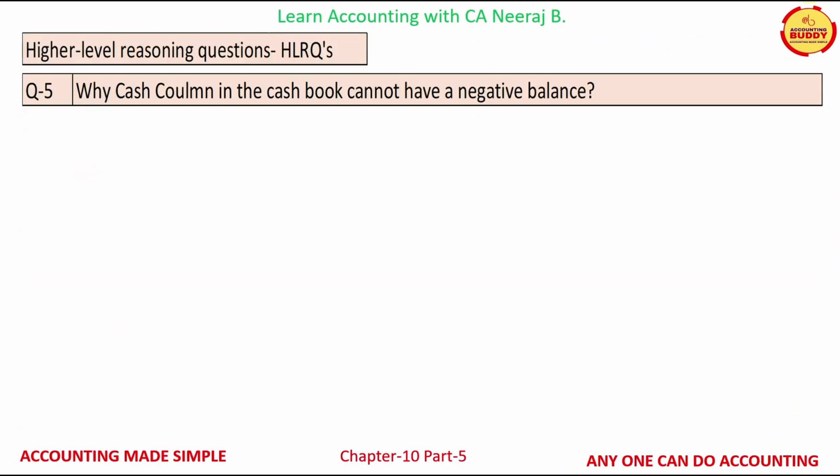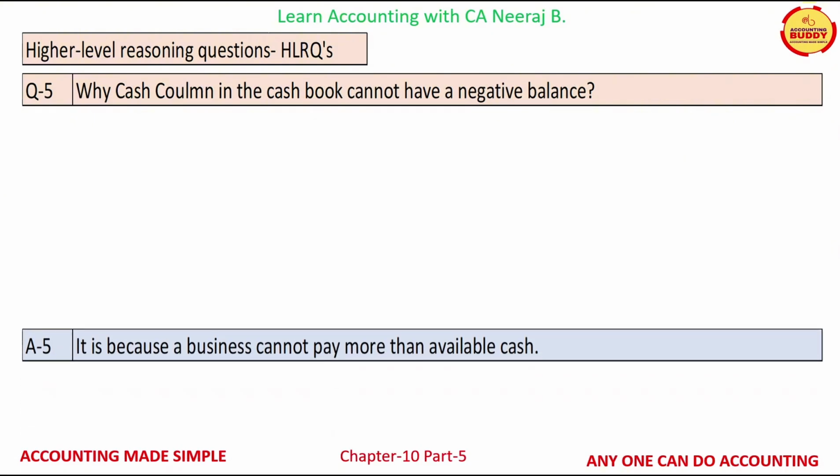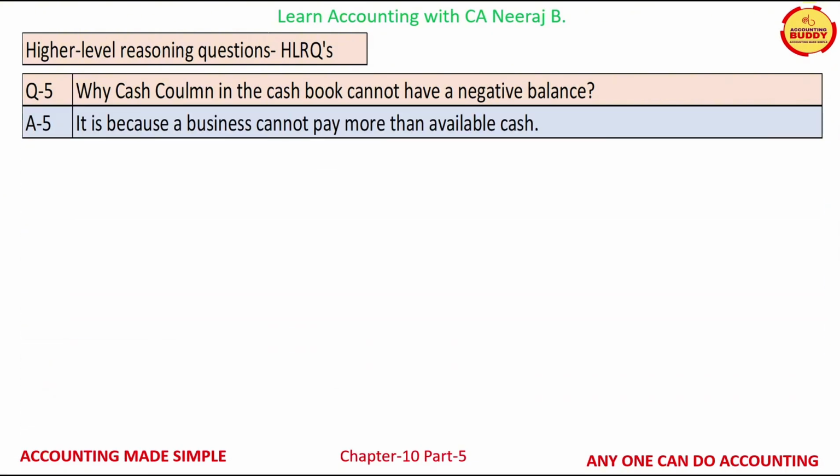Question number 5 is why cash column in the cash book cannot have a negative balance? And the answer is it is because a business cannot pay more than the available cash.